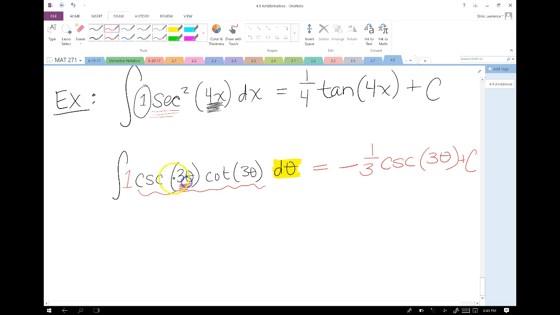So all I did is I said, what is the derivative for 3 theta? It's 3, and I flipped it and put it out front as a third. So negative 1/3 cosecant of 3 theta plus c. And remember, if you're not sure, you could always take the derivative and see if it gives you back what you started with. The derivative of negative 1/3 cosecant 3 theta should be cosecant 3 theta cotangent 3 theta.